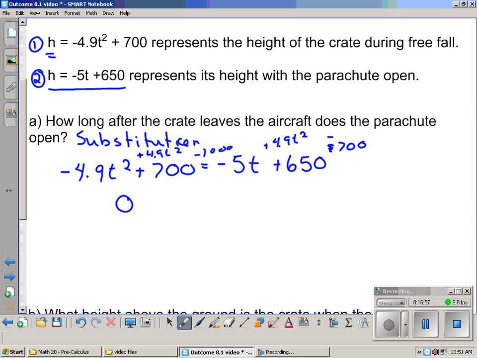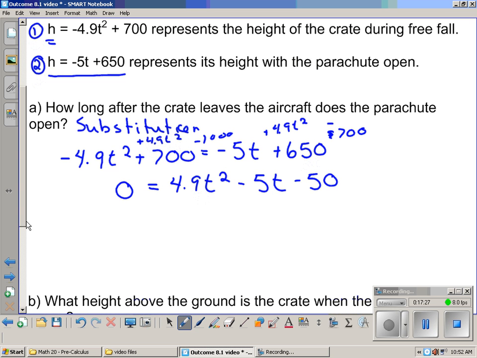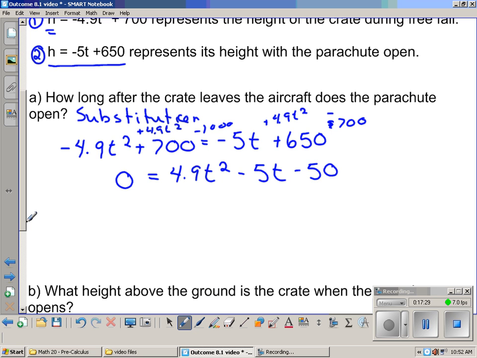On the left, we'll leave me with 0. On the right, I will have 4.9 t squared minus 5t, and 650 minus 700 is minus 50 equals 0. I now have a quadratic equation. Because of the decimals, it's probably not something that's easy to factor, although I could multiply everything by 10 and do it that way. I'm going to choose to solve it by using the quadratic formula.